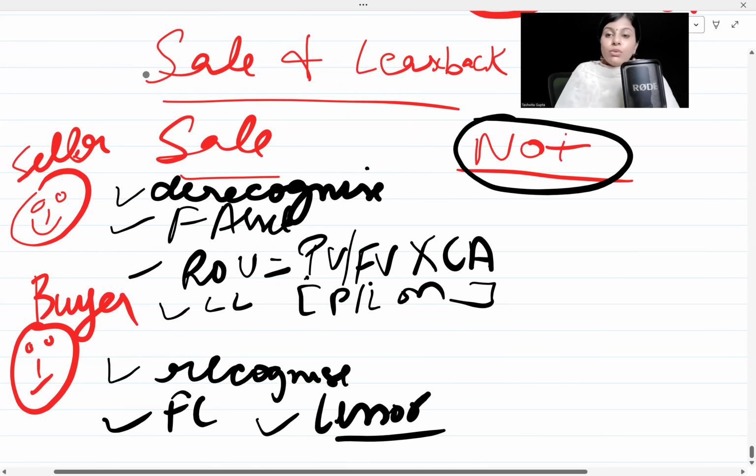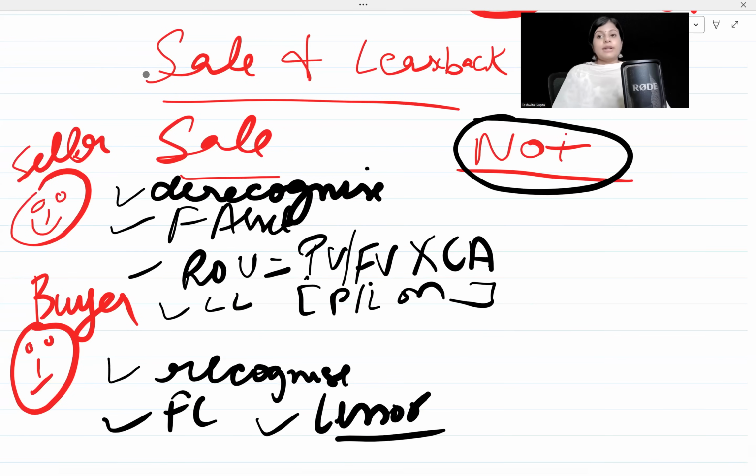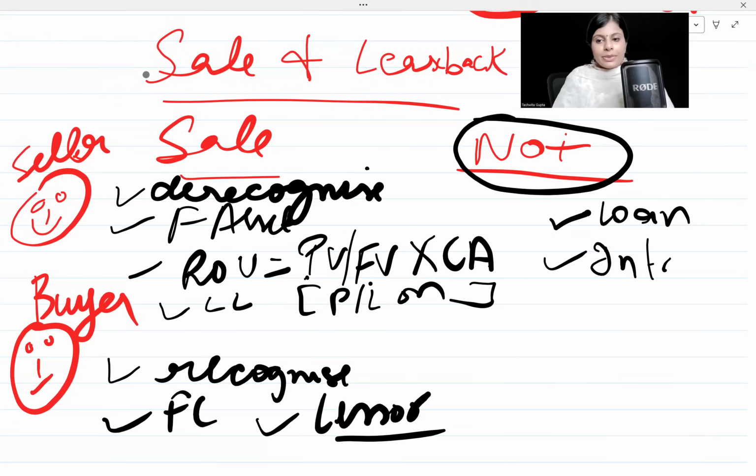Now, when it is not a sale, what do we do in that case? If it is not a sale, we will keep on recording the asset. Whatever money we receive, because legally it is a sale, but economically it doesn't meet the IFRS 15 control definition. So we simply say, okay, we will keep on recording the asset. Whatever money we receive is treated as a loan, and whatever rent you pay is treated as interest on loan.